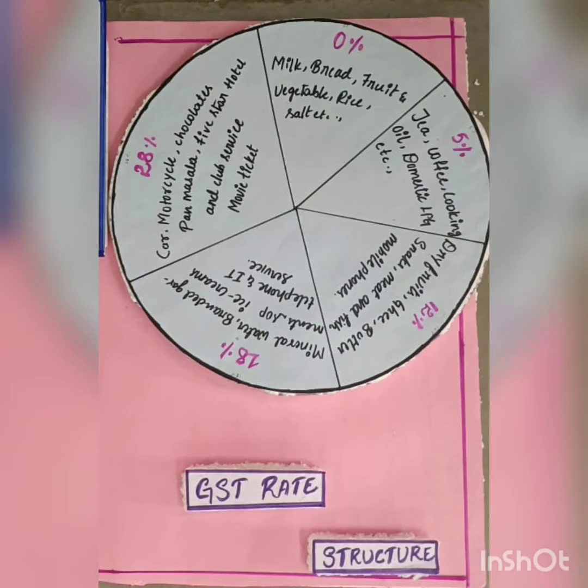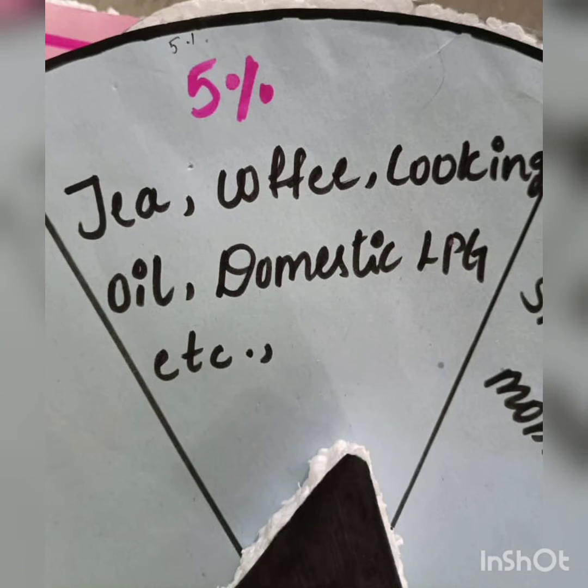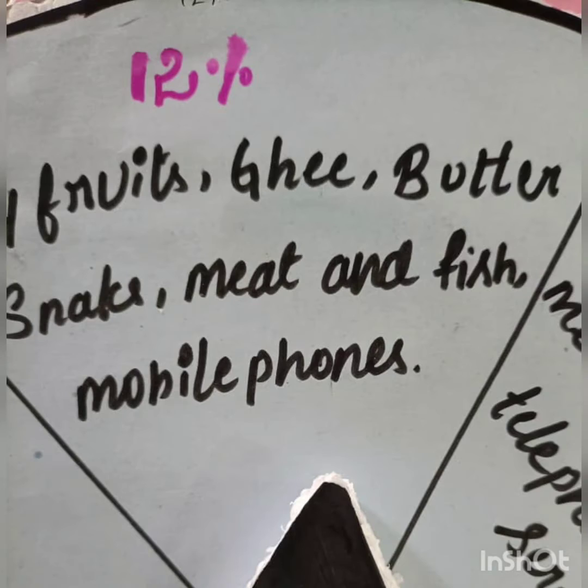Now let's talk about the GST rate structure. In 0% we include all the essential items like milk, bread, fruits and vegetables, etc. In 5% we include all the common use items like tea, coffee, domestics, etc. In 12% we include all the standard rate items like dry fruits, ghee, butter, snacks, meat and fish, etc.